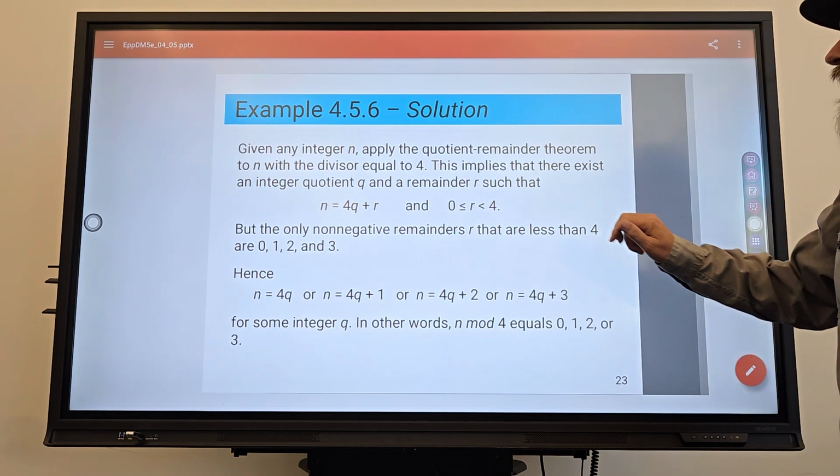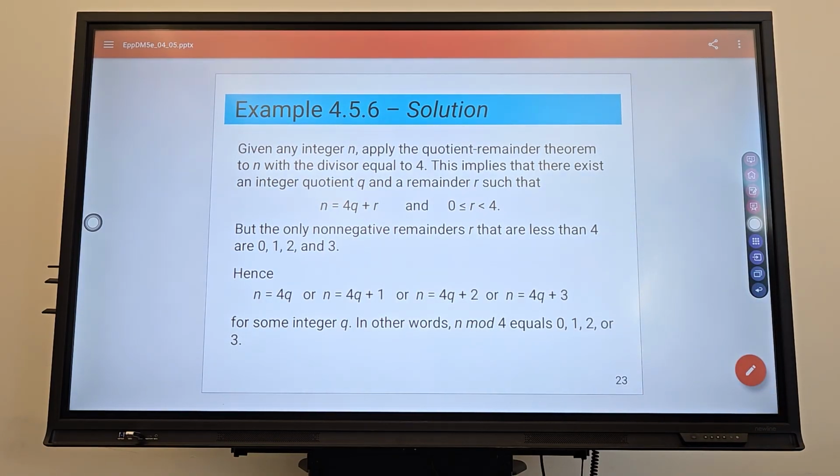Well, you would apply the quotient remainder theorem with a divisor equal to 4. This implies there exists an integer quotient q and a remainder r such that n equals 4q plus r, and r is greater than or equal to 0 and less than 4.